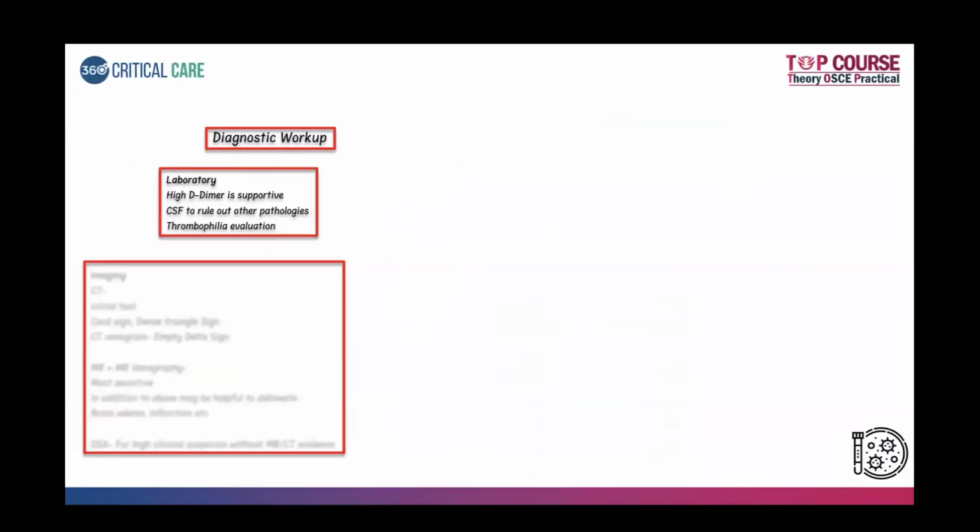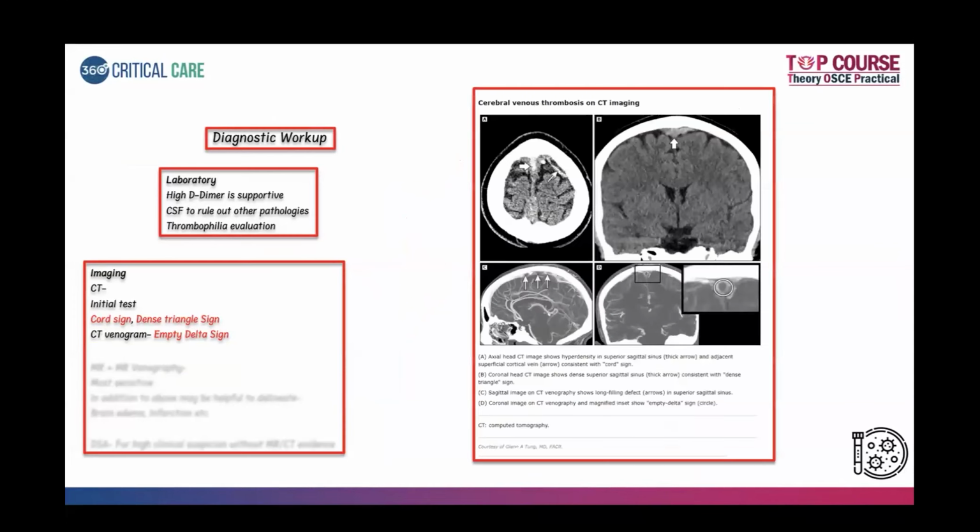Diagnostic workup: again, laboratory studies are rarely helpful. You need to rule out other causes, such as CSF examination to rule out meningitis. On imaging, there are a few CT scan findings that are pathognomonic of this, where you can see what you call a dense triangle sign or an empty delta sign, where there is a filling defect in the superior sagittal sinus. So this is called the empty delta sign.